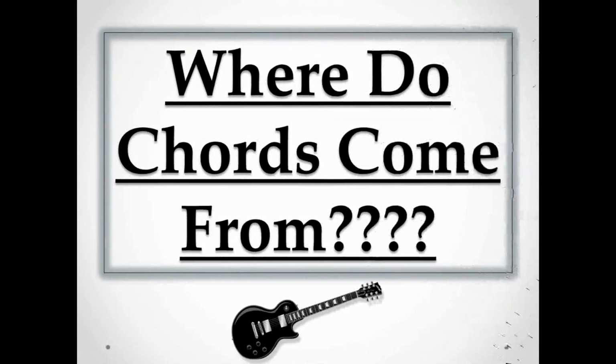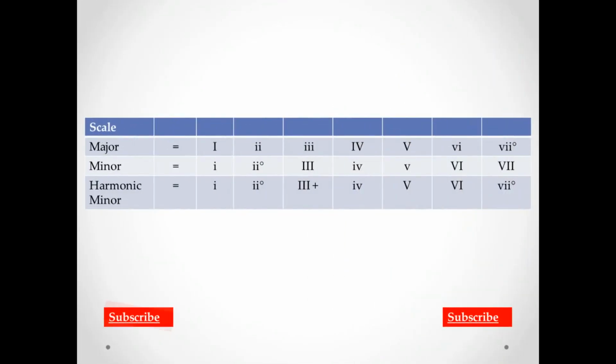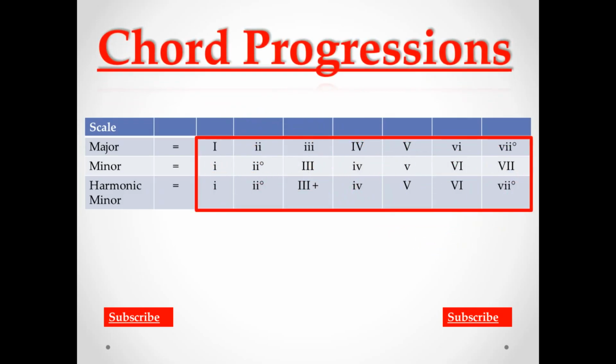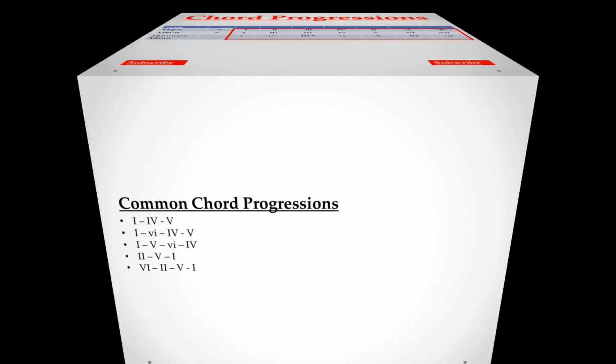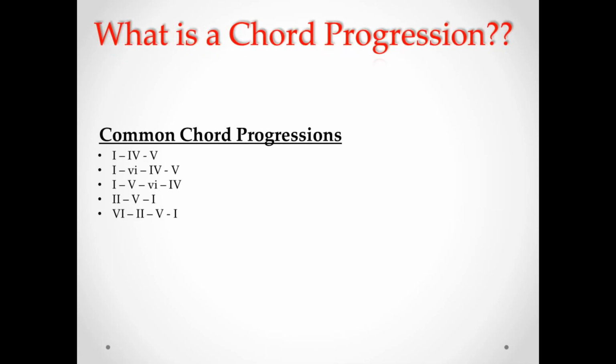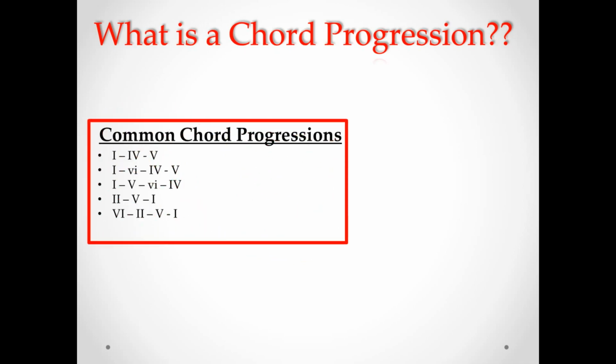In the last lesson, we looked at where chords come from within the scale. In this lesson, we're going to build upon that and learn how to create our own chord progressions. A chord progression is just a sequence of chords played in succession. Here's an example of a few common chord progressions. Feel free to look some more up, but it's more fun to be able to create your own.